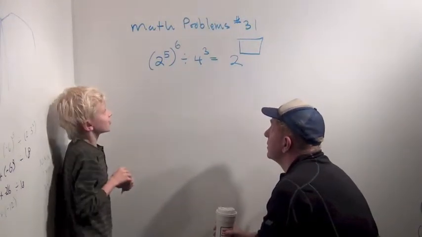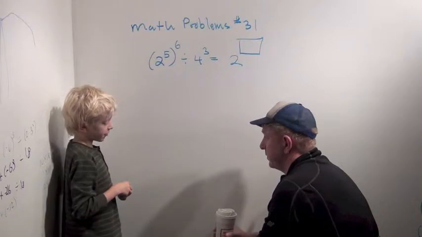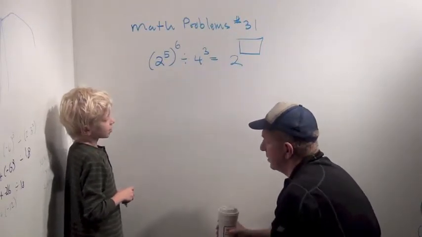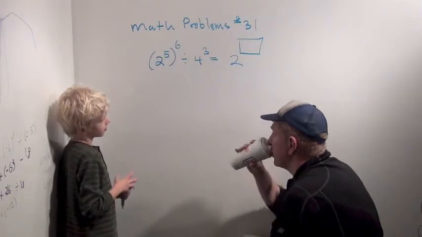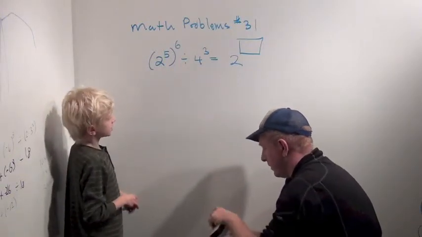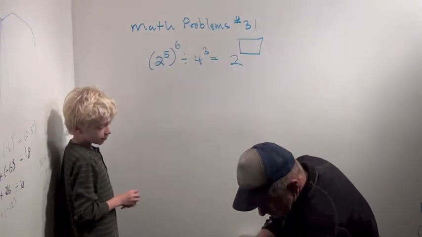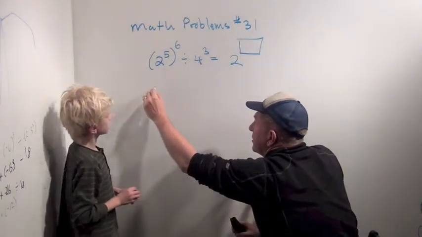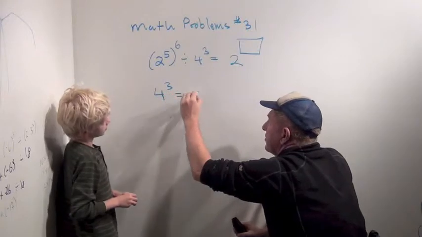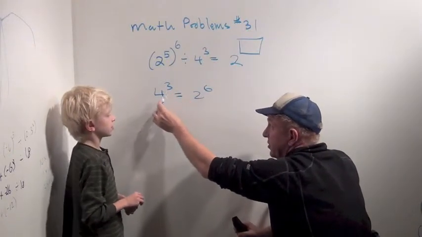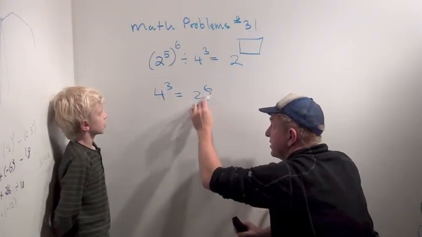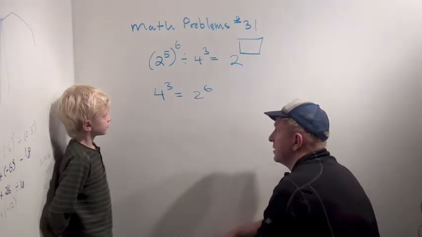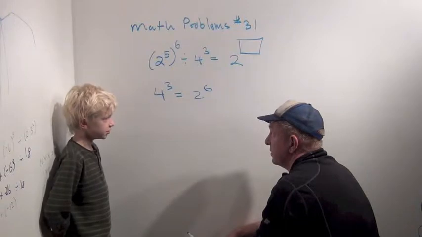But also, 4 cubed is a power of 2. Okay, well, why don't we work on that one first? What's 4 cubed? It's 64, and it's 2 to the 6th power. How can we see that 4 cubed is 2 to the 6th? That's true because 4 cubed is 64, and 2 to the 6th is 64. But how do we see that these two things are the same? Because 4 equals 2 times 2.